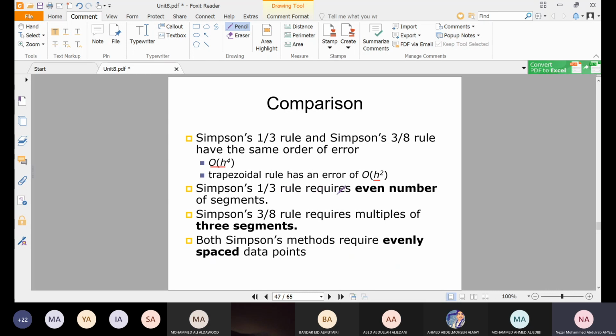Simpson third rule requires an even number of segments. What's the difference between them? Simpson 3/8 rule requires a multiple of 3 segments, like 3, 6, 9. Here we have even, so we have 2 because we start with 2, we take the midpoint. You have 4 to compute the 2 midpoints, like this one. So here we need an even number, but here we need a multiple of 3 segments.